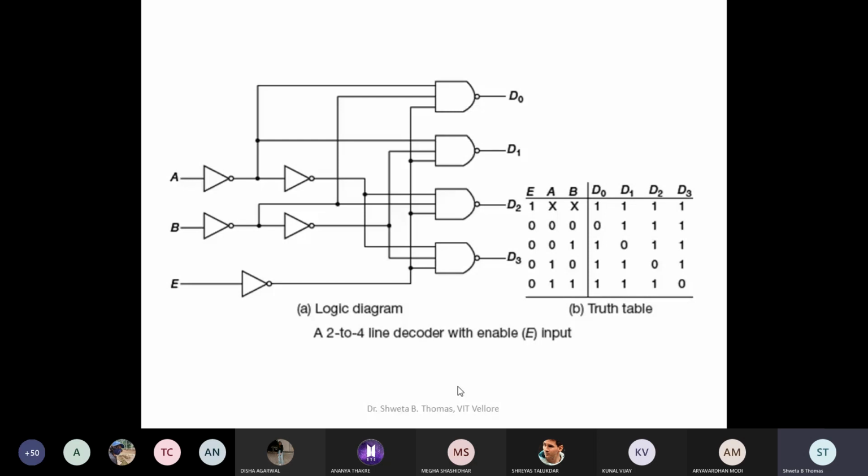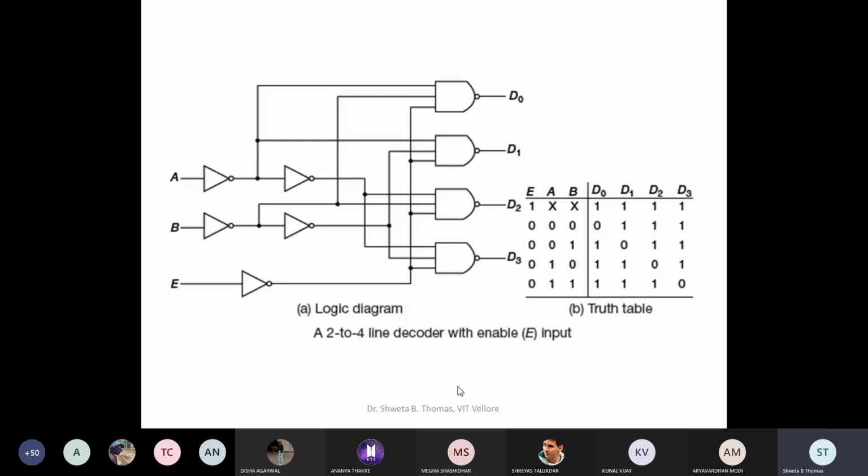Just use your brain. Why? Any one of you. I want the interactive session, instead of only me explaining and you keeping quiet. Not like that. Just see the logic diagram.